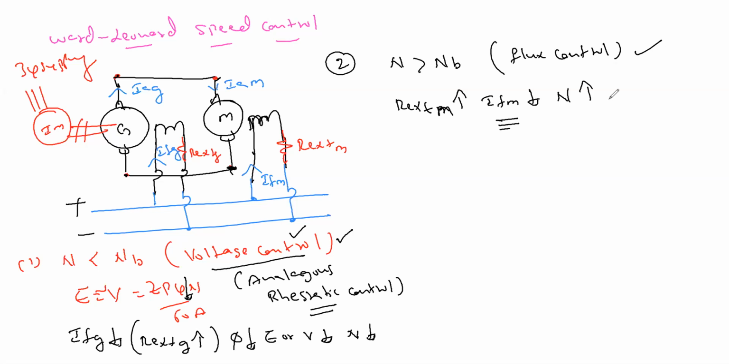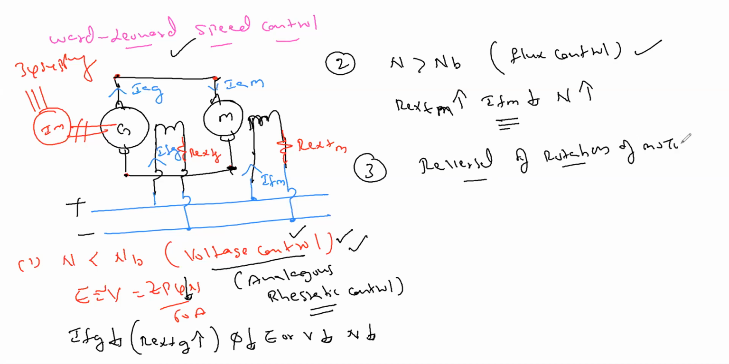Not only that, advantage ये आएगा, speed all the wide ranges, less than the base speed, more than the base speed. और not only that, third one क्या है ये वाले technique में? Reversal of rotation of motor. कौन सा मोटर है? डीसी मोटर है, नॉट द इंडक्शन मोटर. इसको कैसे रिवर्स कर सकते हैं?